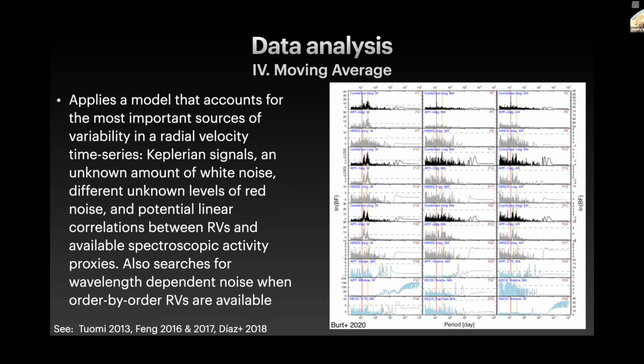One of the most prolific planet detection methodologies in the past decade is the moving average approach, used in things like the Agatha analysis package, which applies a model that's built around the understanding that RV data contains a variety of signals. So these models include Keplerian signals to account for the planets, white noise to account for photon statistics, red or correlated noise to account for stellar variability, and then the option to fit linear correlations between the RV data and the available spectroscopic indices.